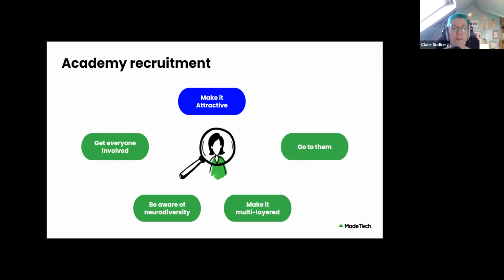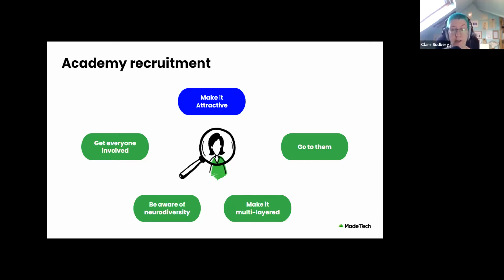And there are a few principles that we use there to make that bit work. And I think one of the most important ones is that we make it attractive. We make it a desirable proposition for people. And there are a few ways that we do that. We make it clear that we will be providing support throughout the process.